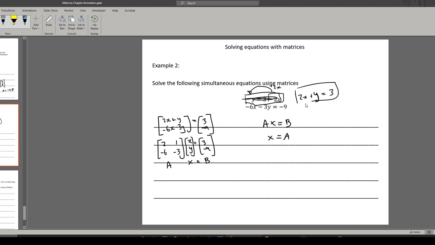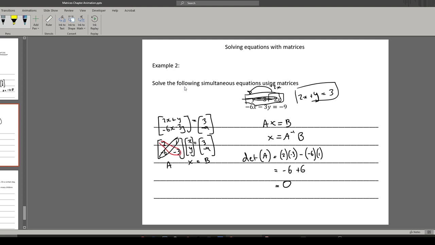So x is equal to the inverse of A times B. Now, we're going to do it by hand, not by calculator. So how do we find the inverse of A? First, we need the determinant of A. And if we remember back to previous classes, the determinant of A is the main diagonal multiplied together, and then you subtract the other diagonal multiplied. So we get 2 by -3, subtract -6 by 1, that gives -6 plus 6 is equal to 0.